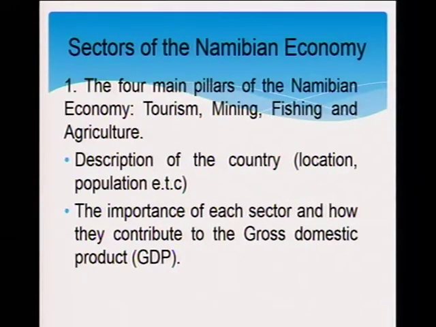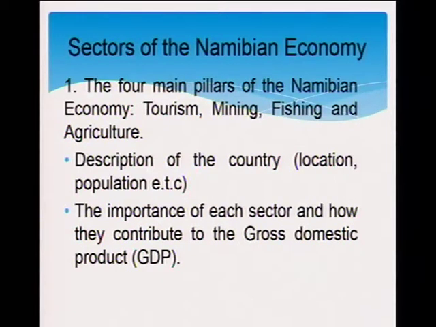Okay, now let's start with the Namibian economy. The Namibian economy has a lot of sectors, but the economy rests on 4 pillars. We call it the 4 pillars. And these 4 pillars of the Namibian economy are the tourism sector, the mining sector, the fishing sector, and the agricultural sector. There are other sectors like banking, telecommunications, and all that. But these are the 4 sectors which contribute mostly to the GDP. The GDP is the gross domestic product, which is the wealth of a country.